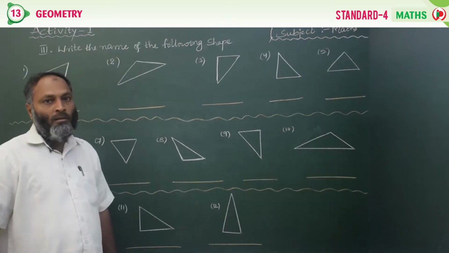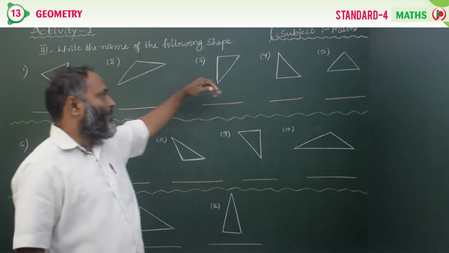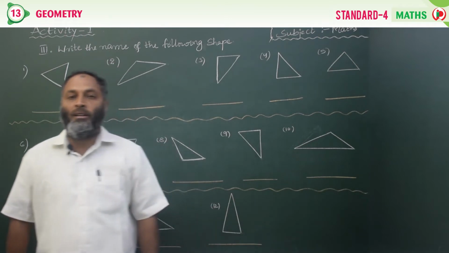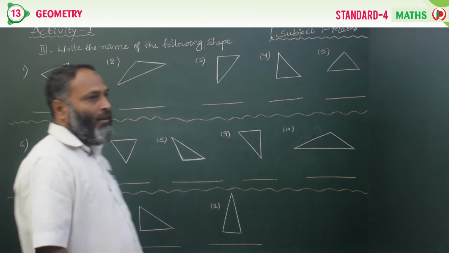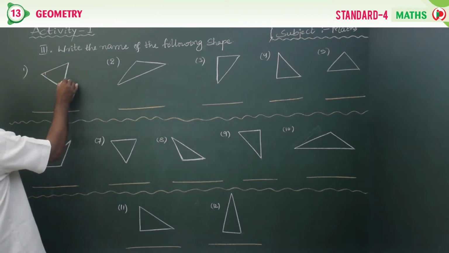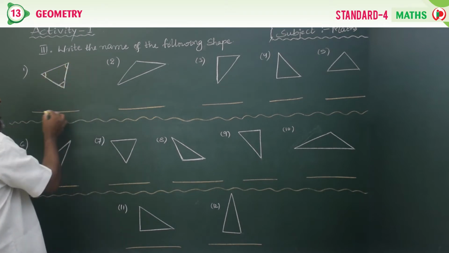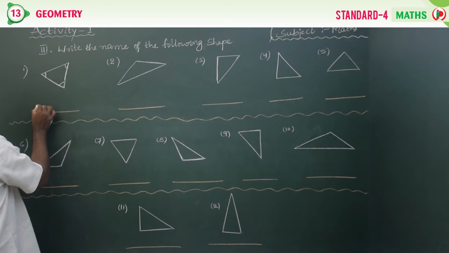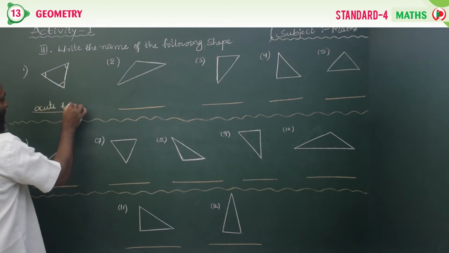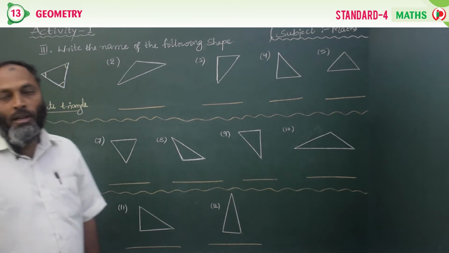Okay, students. Now see here in activity first. Write the names of the following shapes. Here some triangles are given, so we should write the triangle names according to the angle. Here in the first triangle, all the three angles are acute angles. Acute, acute and acute. It means acute triangle. It is an acute triangle. Okay.